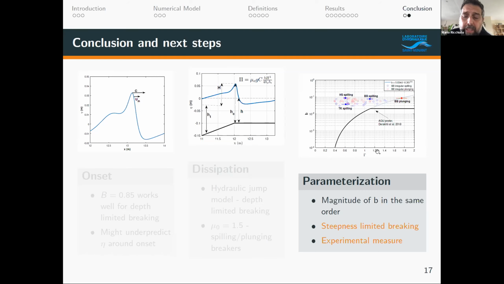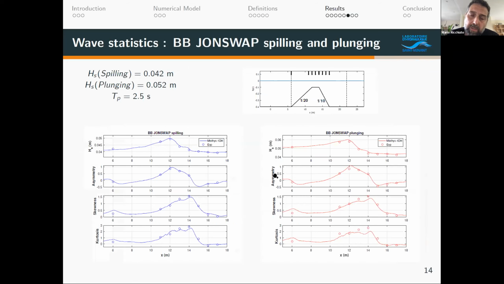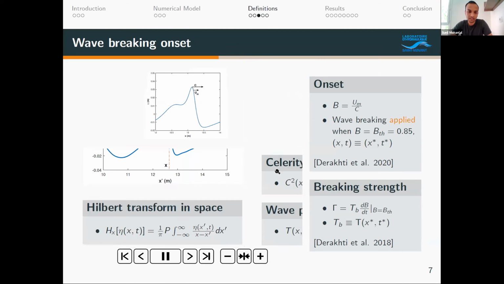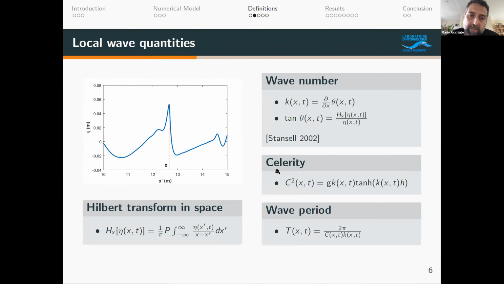Okay, so maybe I have one. Can you tell us a little bit more about the implementation? You need the phase speed, so you need C. So how do you actually implement that? You mean how have I calculated the C? Yes. Okay, so there are two ways.